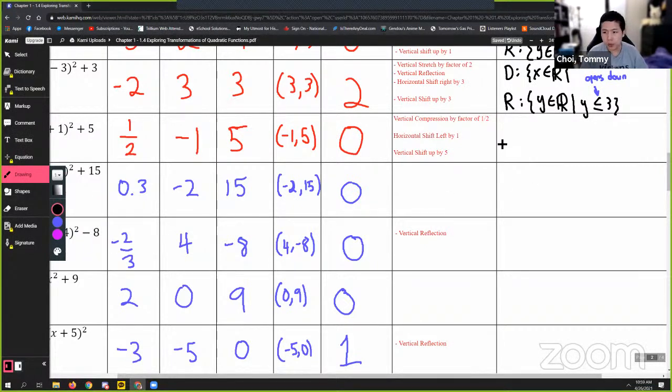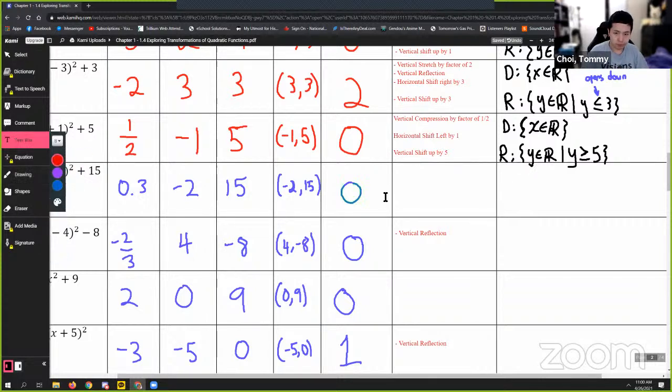And we're going to write out the domain and range here. The domain, once again, doesn't change. x ∈ ℝ. Hopefully you guys have realized that. The range, y ∈ ℝ, such that y, which way does it open? Opens up, so it's greater than or equal to the k value, which is 5. And there we have it. Your domain and range. Next one.